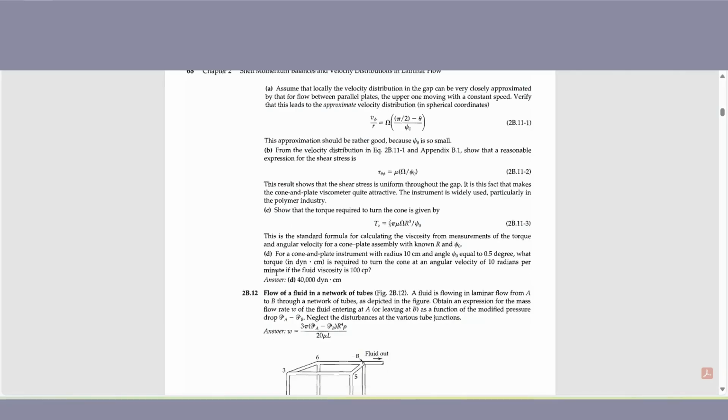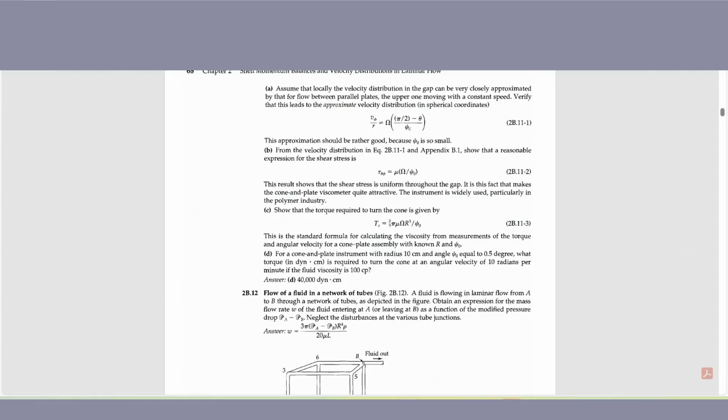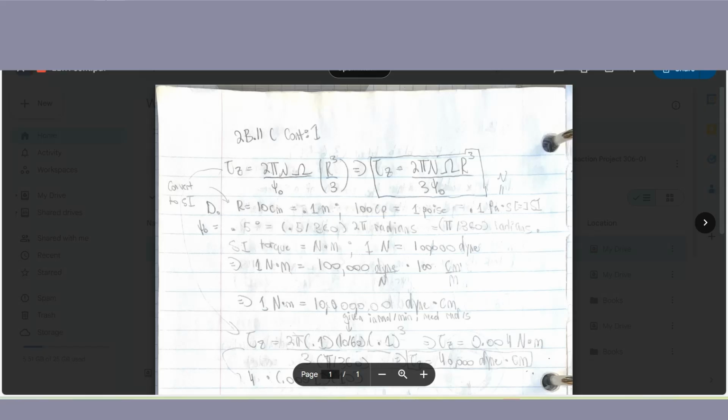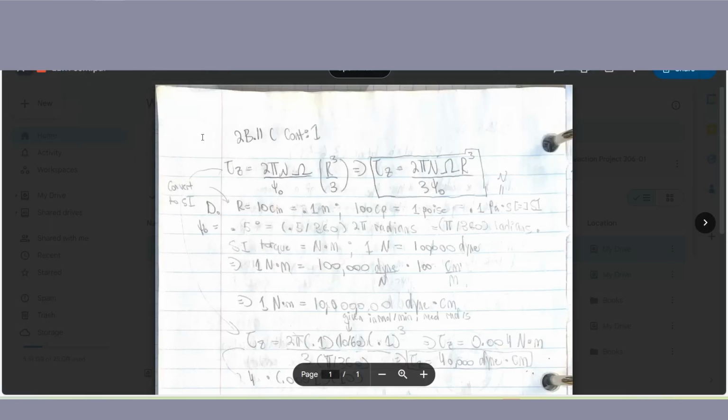All right, so for 2B11, it turns out there is a part D, which is basically just an application of this formula here. It gives you a radius of 10 centimeters, which would be the radius, obviously. It also gives you an angle theta of 0.5 degrees, and you're going to want to convert that to radians.